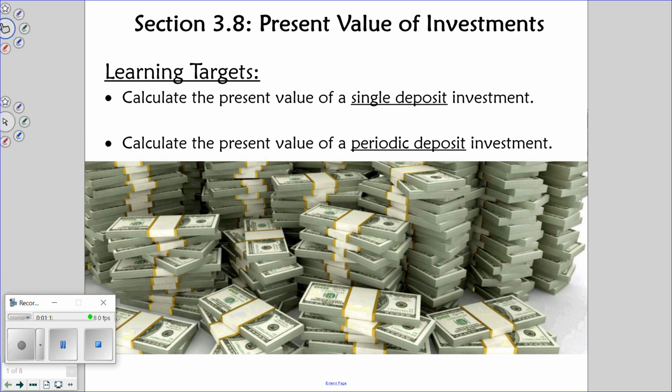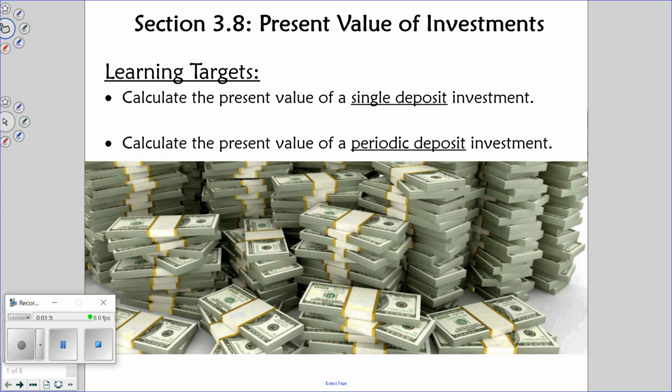Consistent, not just willy-nilly, like throw in some money today, 6 weeks from now, a year from now. So not just every once in a while, but it's consistent. Every week, every month, every day, whatever. You're consistently putting in the same amount of money. Okay, so then today we have present value of both single deposits. So I'm putting in money once, and that's it. I'm just kind of letting interest do its thing.